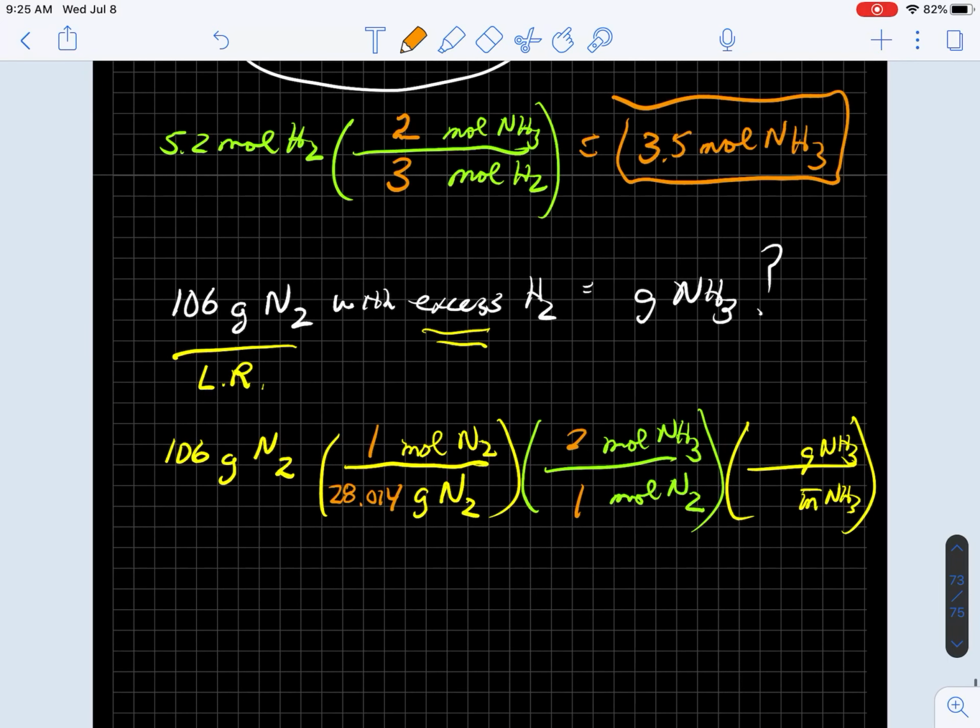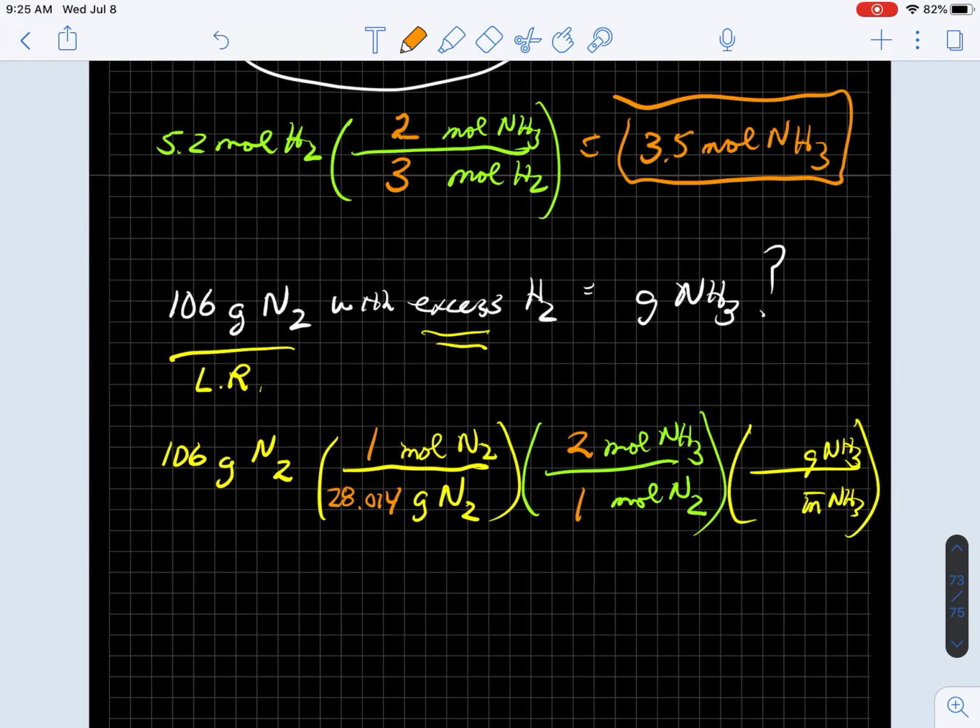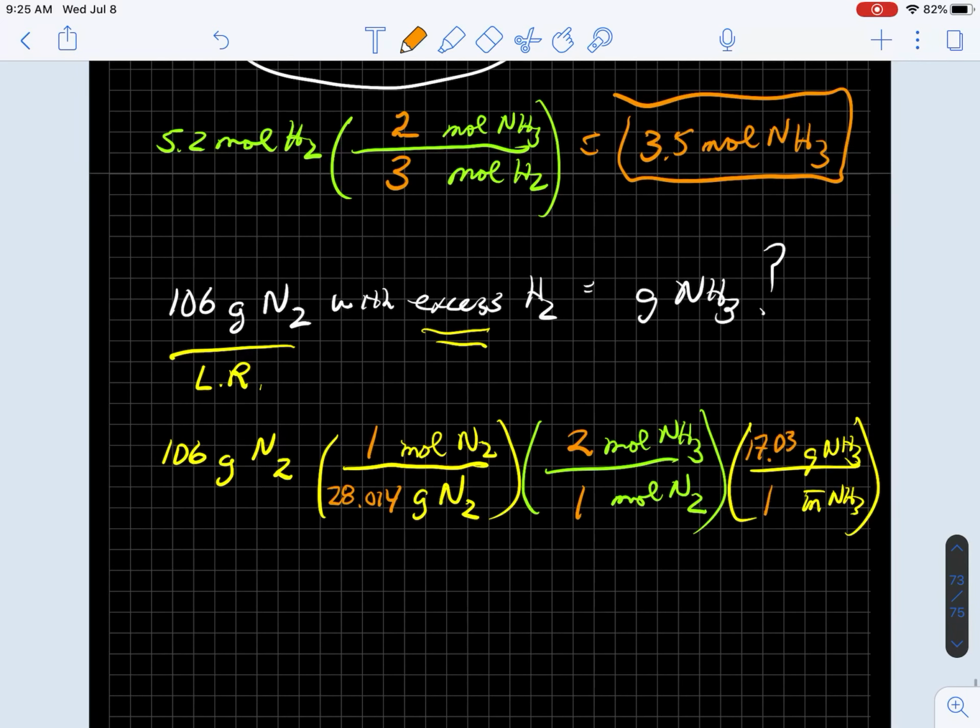28.014 grams. And according to the balanced equation, for every 1 mole of nitrogen we consume, we produce 2 moles of ammonia. And for every 1 mole of ammonia, we get 17.014. I'm going to check that though. So let me do nitrogen is 14.007 plus 3 times 1.008 for hydrogen, 17.03, not 04, 17.031.